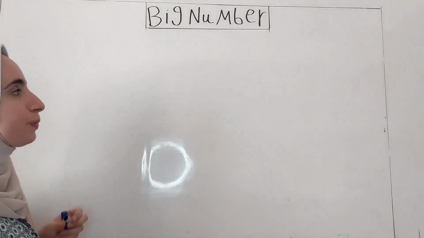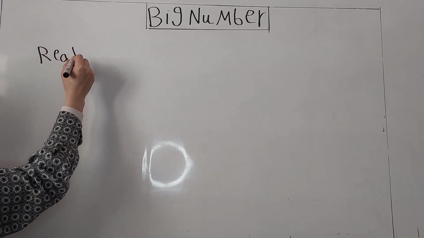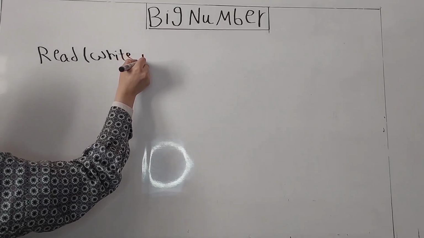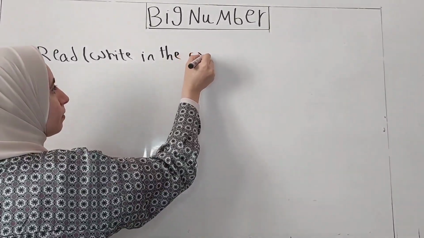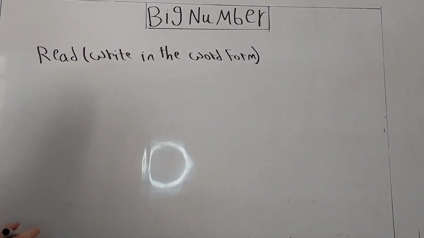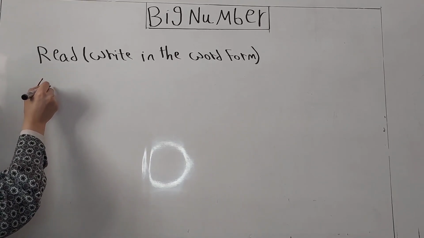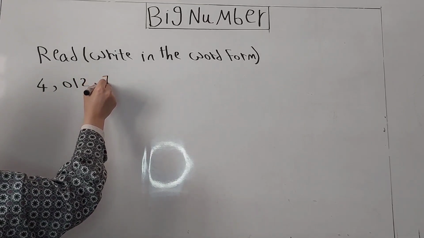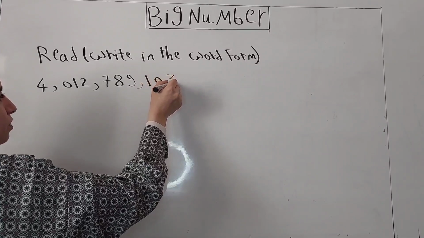Let's take another example. Read or write in word form. For example, 4, comma, 012, comma, 789, comma, 103.